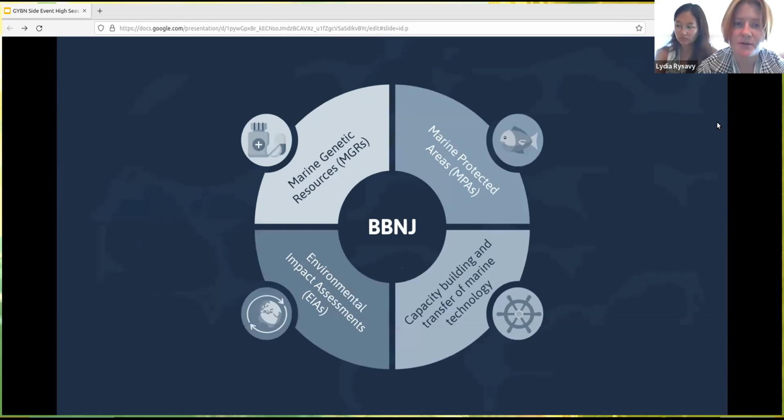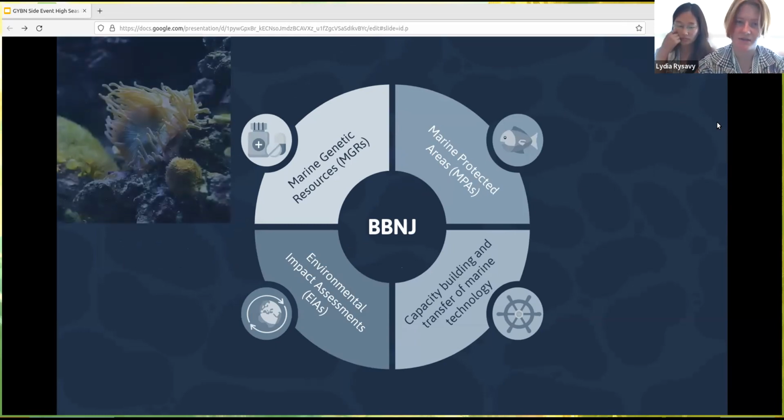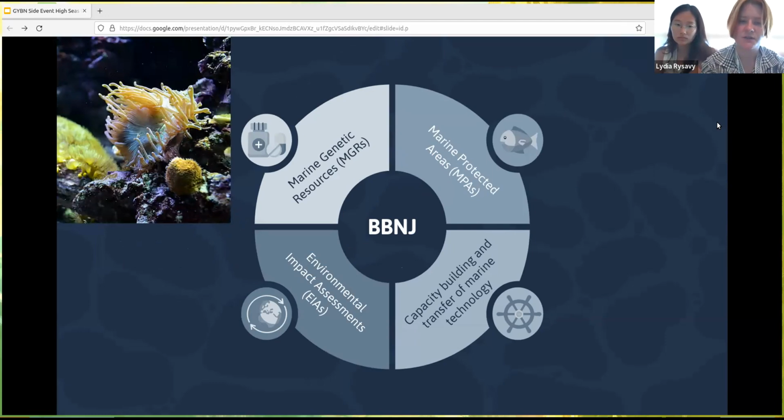As I mentioned before, right now a new treaty is being negotiated, the BBNJ Treaty or High Seas Treaty. And this treaty will consist of 4 parts that we're going to go into really quickly right now. The first part is about marine genetic resources, or MGRs. And those are genetic resources we get from organisms in the ocean, including in the high seas.